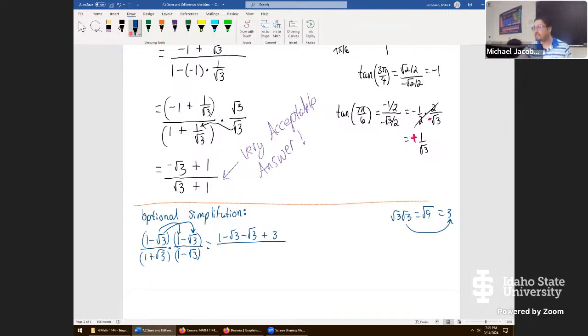Okay, with numerator done, denominator goes like this. Same exact idea, and there's a bigger simplification. Here to here will be a 1, and here will be a minus root 3.